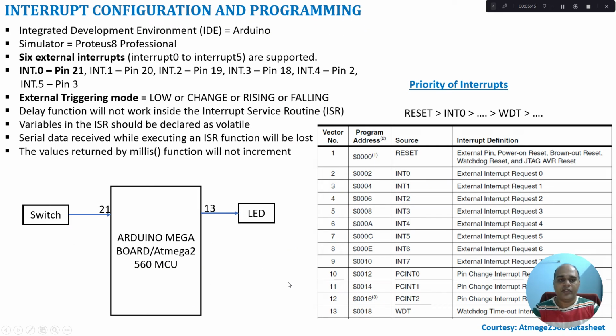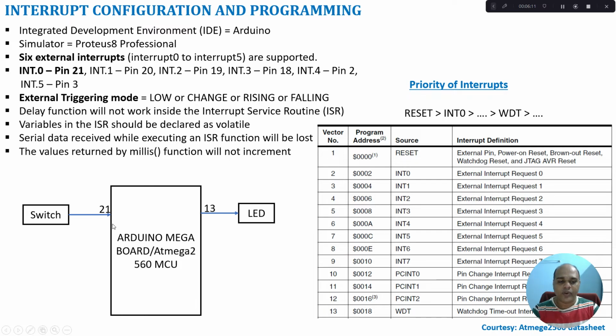In this video, I will be discussing an external interrupt and how to capture the status of an external interrupt by varying the status of the LED. So we are going to connect a switch to pin number 21 of your Arduino Mega Board or Atmega 2560.